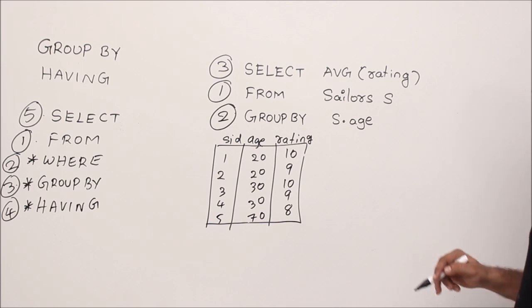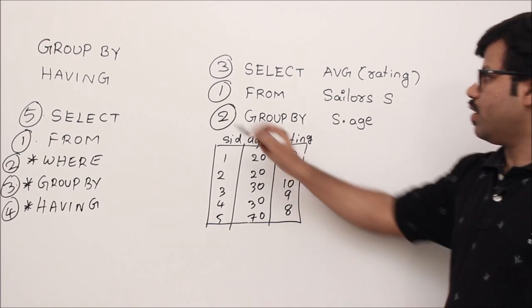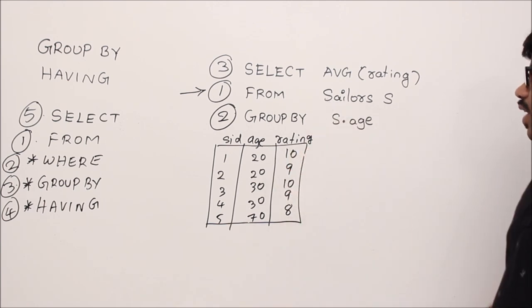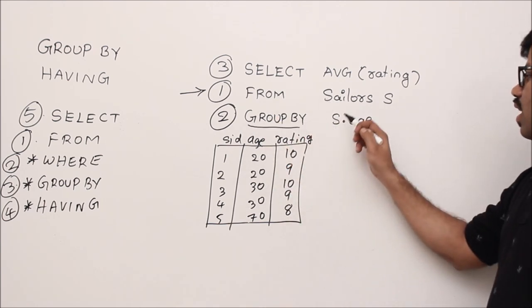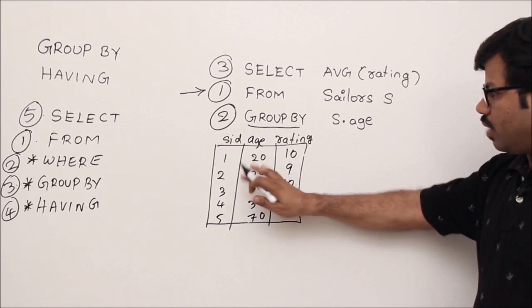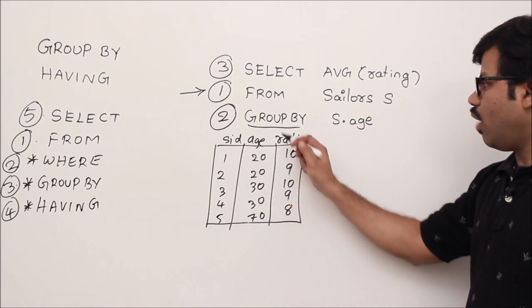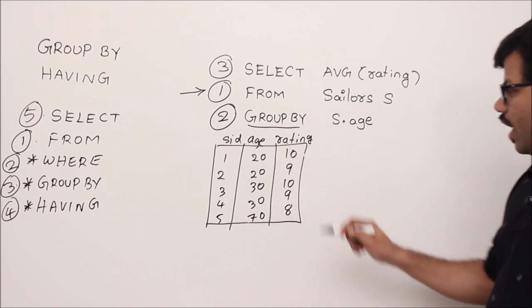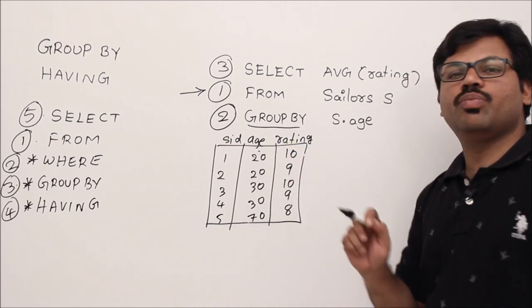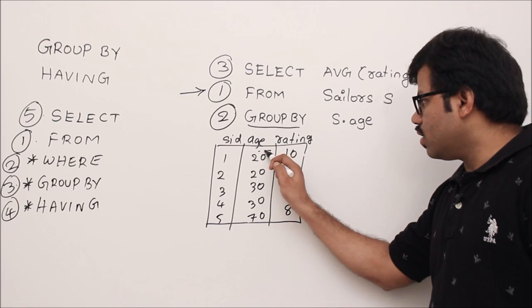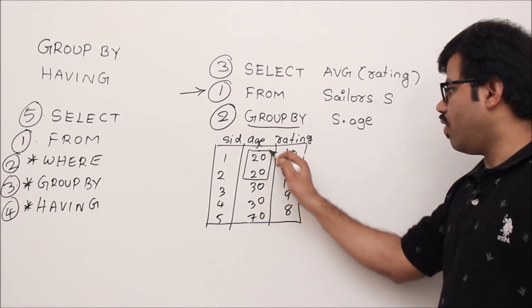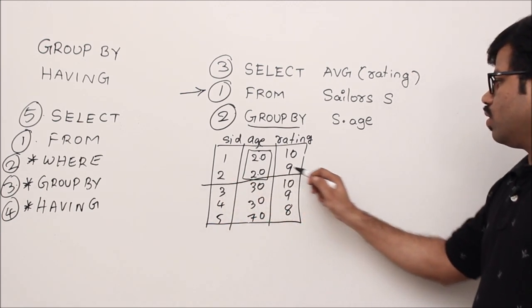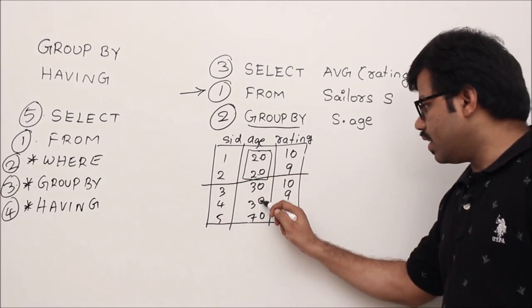Now let me blindly execute this query. From sailors, that means take all the sailors, fine. Then group by x.age we should do. So this is the table, this is the age field. We have to separate the table into groups based on the age field. Every distinct age value should be a group. See here, there are two tuples with age 20, right? So this is a group. So 20 is a group. So 30 is a group.